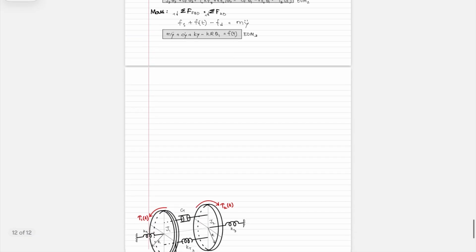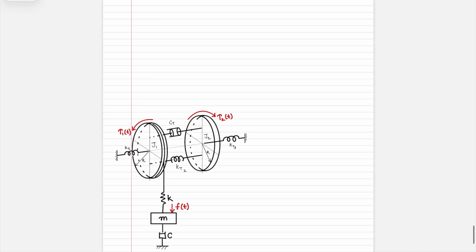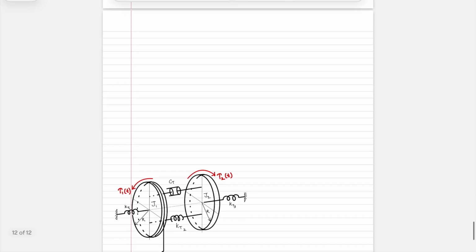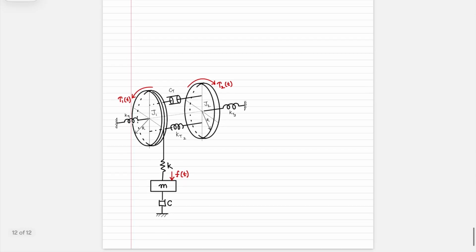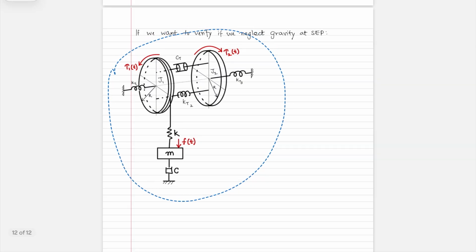Let's say we're not sure of that and we want to go through the entire process. So if we want to verify if we can neglect gravity, at SEP. So essentially, I'm looking to find out what are the static forces that exist and moments that exist.